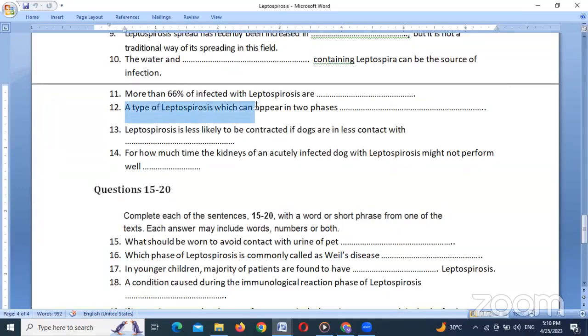A type of leptospirosis which can appear in two phases. So just tell us, and those who are on Facebook or Zoom with me, just write in the chat in which text it is possible to find the answer to this question. Quickly, please.